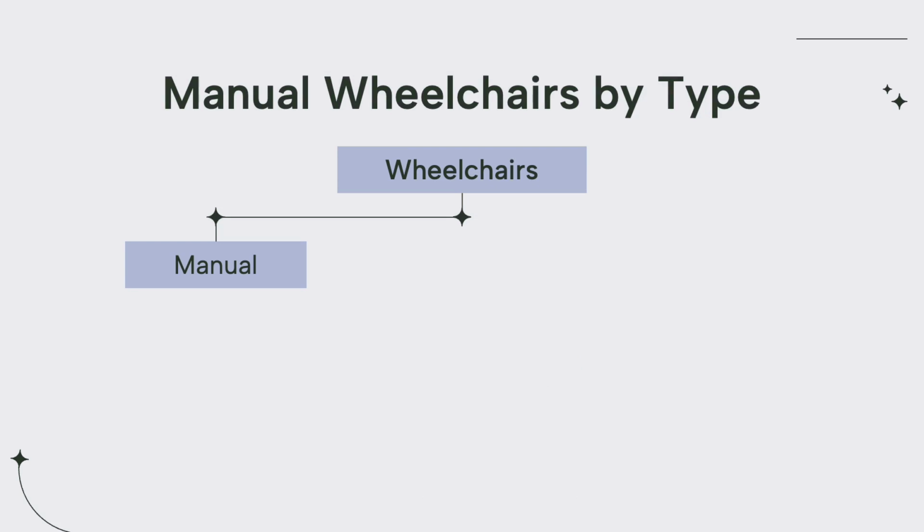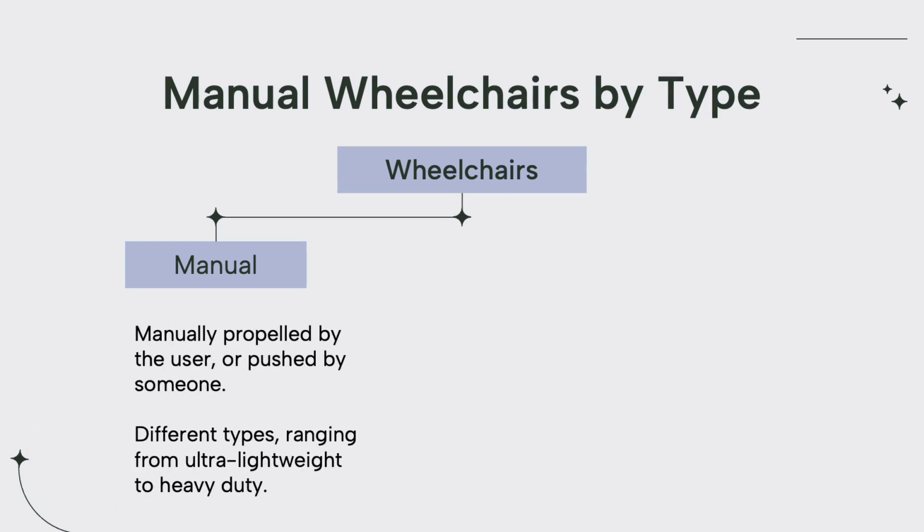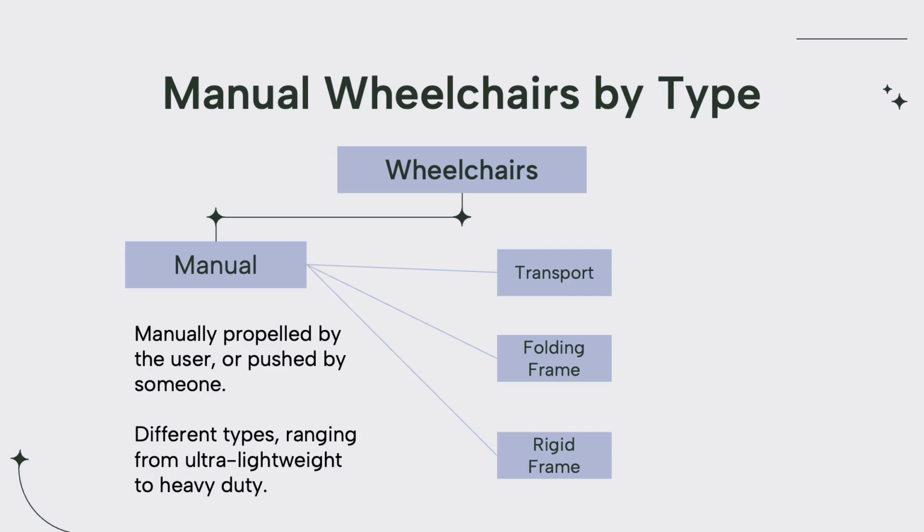Manual wheelchairs are just that, wheelchairs that are manually propelled by the user or can be pushed by someone walking behind. There are a number of different types of manual wheelchairs that range from ultra-lightweight to heavy-duty. They can be categorized by style, which includes transport wheelchairs, folding frame manual wheelchairs, or rigid frame manual wheelchairs.